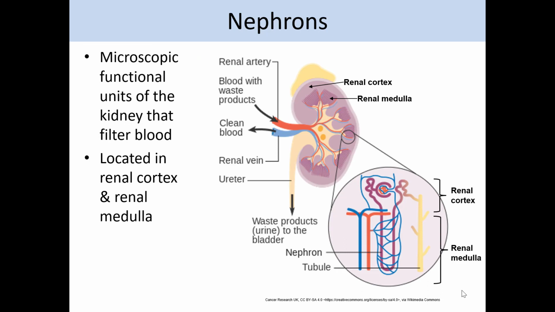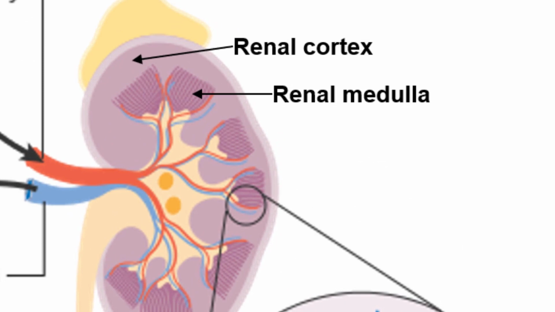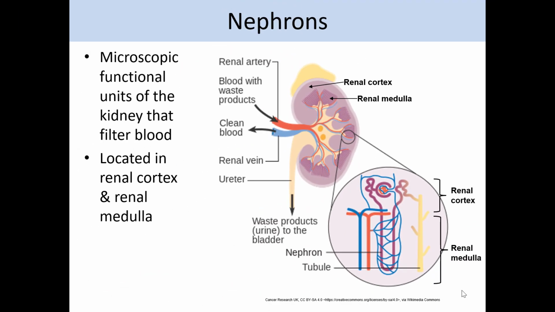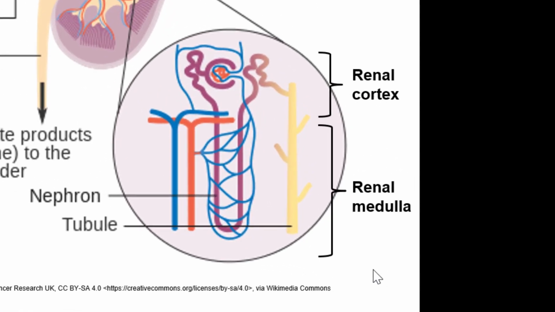As I mentioned previously, nephrons are the microscopic functional units within the kidneys, and they are the ones that are going to be removing waste from blood. In terms of their location within the kidneys, they are located in both the renal cortex and the renal medulla. The renal cortex is the outer layer of the kidney, and the renal medulla is the inner layer of the kidney. If we were to look at a close-up of the intersection between the renal cortex and the renal medulla, we would see something like the image towards the bottom of the slide.